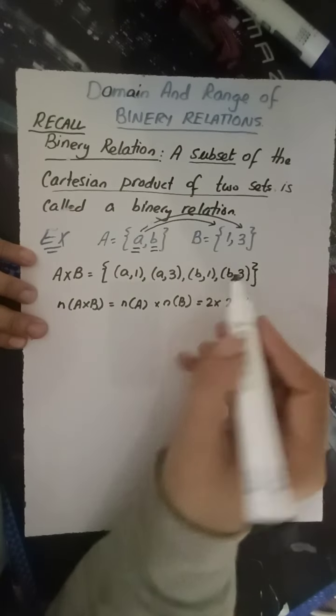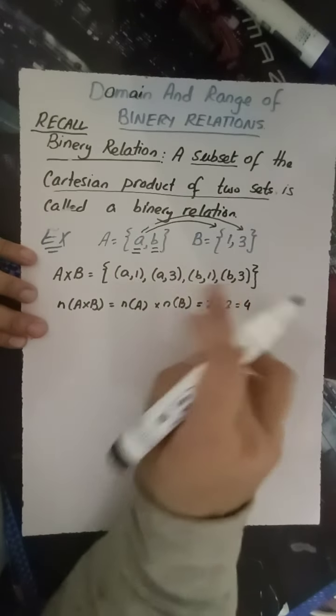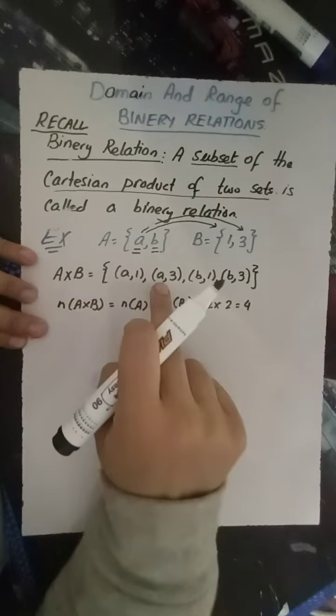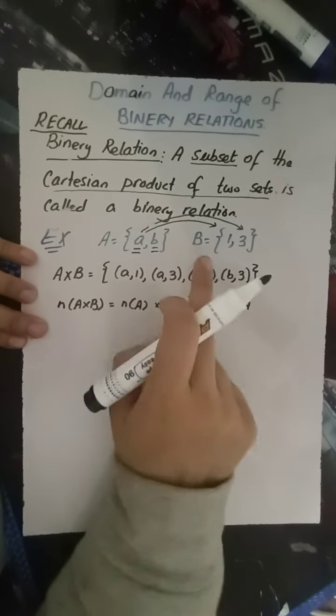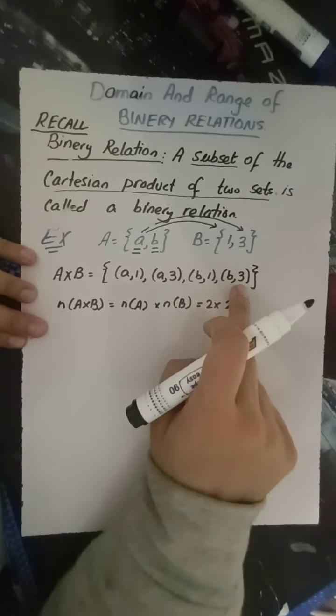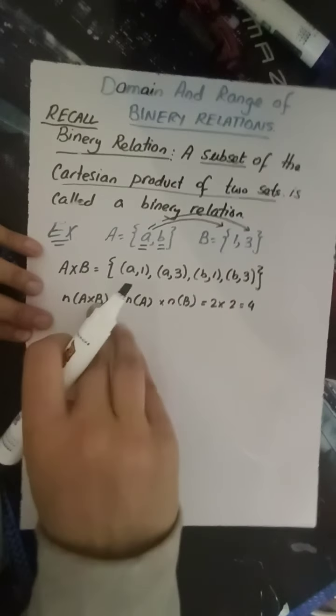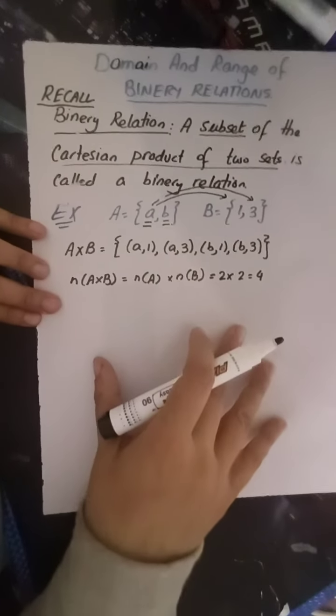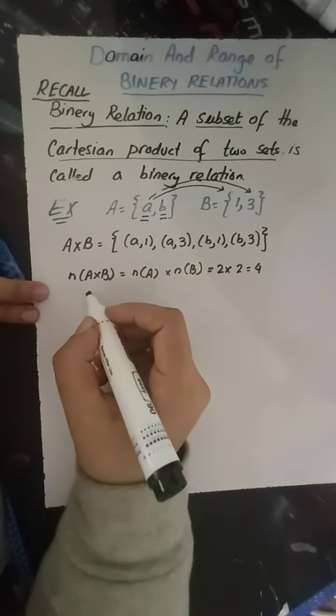1 2 3 4. It means that we have made all the possible ordered pairs with the help of these two sets, and it means that this A cross B set is complete. Now once you get A cross B, the next step is to define the binary relation.